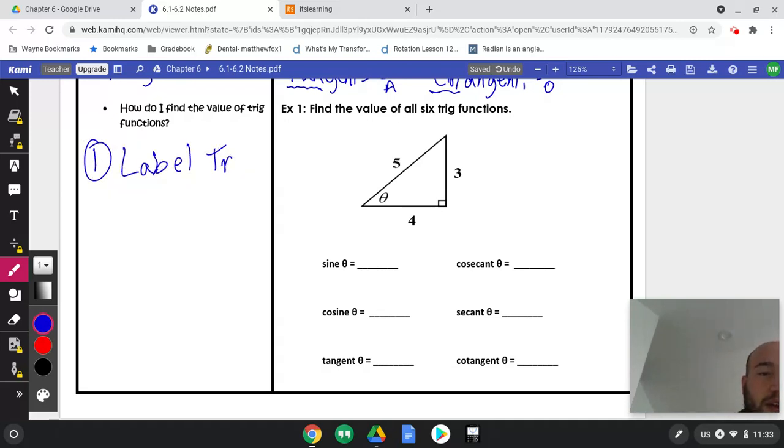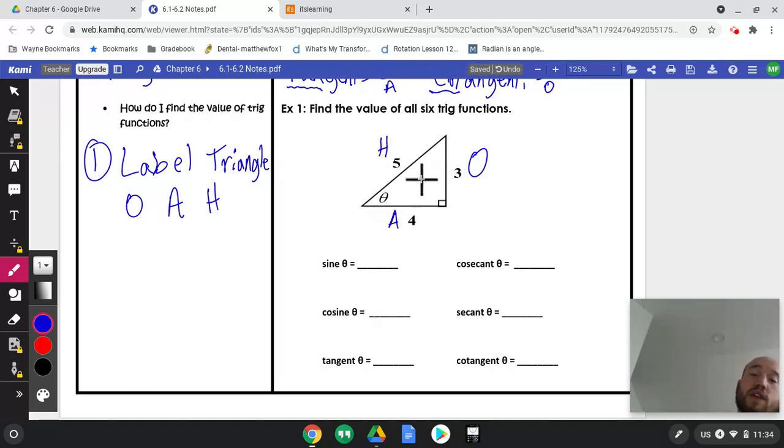Now, when I say label it, what I mean is we want to put an O, an A, and an H on it. In my opinion, the H is the easiest. You always know where the right angle is. Just go across from that. That's your hypotenuse. Now, O means opposite. So if you've got to find theta, O would be across. So there's O. A is beside. It's the adjacent. It's next to. So that's right there, the 4. And now we're ready to go.